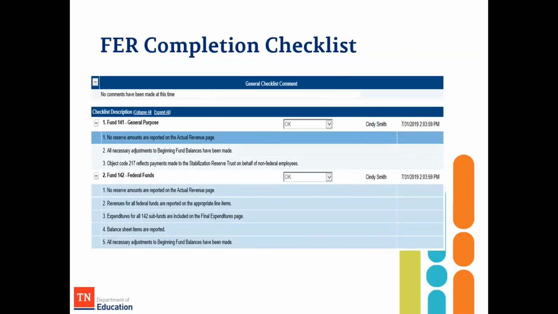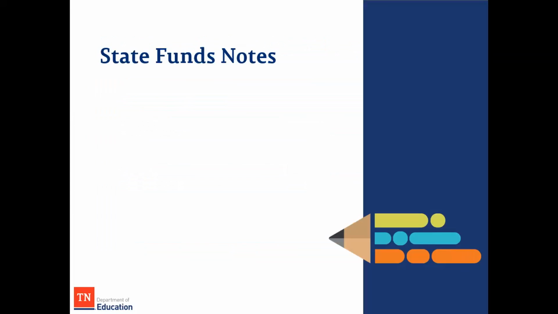This is a screenshot of just a part of what the completion checklist looks like in ePlan. This example is for Fund 141 as well as 142, but this allows you to see exactly what we are looking for on these FER completion reports. This is going to be our last section in part 3 of this presentation, state funds notes.